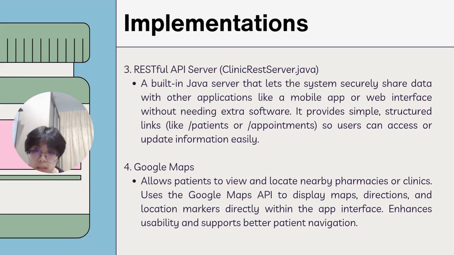The last one is Google Maps. Google Maps allows the patient to view and locate the nearby pharmacy or clinic. So in our GUI, there is a button for patients to click. The system will then navigate to Google Maps showing the nearby pharmacies or clinics. So that's all from me.